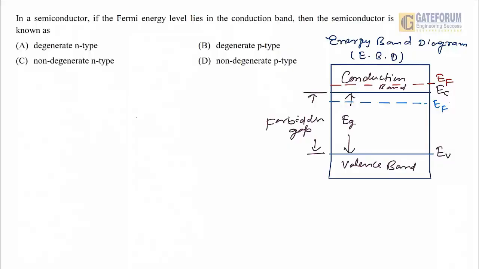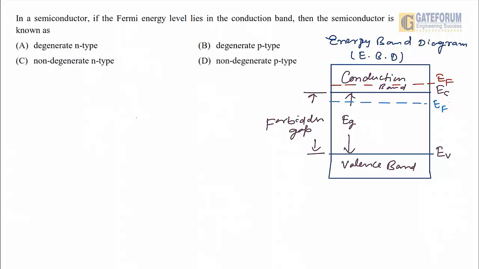So the question here is, in a semiconductor, if the Fermi energy level lies in the conduction band, then the semiconductor is known as option A, degenerate N-type, option B, degenerate P-type, option C, non-degenerate N-type, option D, non-degenerate P-type. And this is the question they had asked in GATE 2023 for EC as an MCQ.